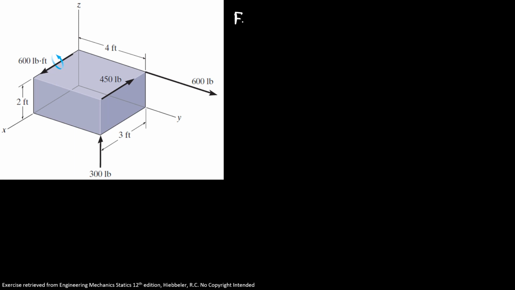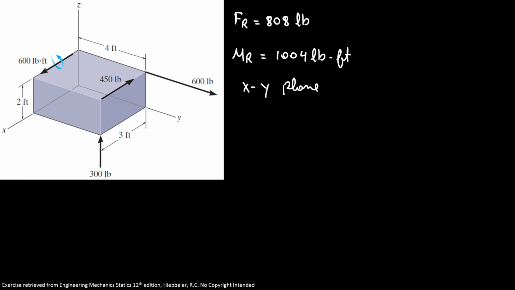We have the resultant force that equals 808 pounds. The magnitude of the moment is 1004 pound-feet, and the line that intersects the xy plane is x equals 3.51 feet and y equals 0.136 feet.